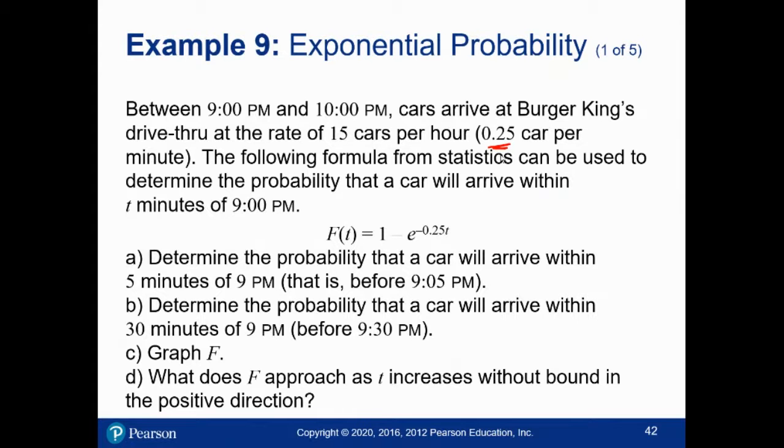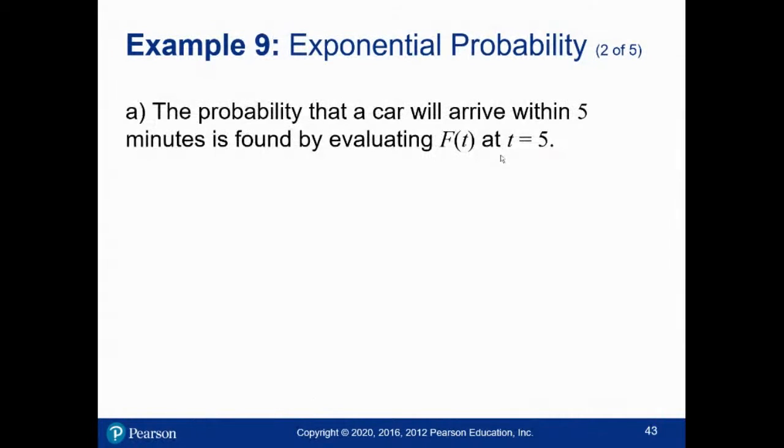Determine the probability a car will arrive within 5 minutes. Determine the probability a car will arrive within 30 minutes, graph the function, and what happens as t gets bigger and bigger. So try to do this. For part A, what is the time? 9:05 p.m. What does that mean in terms of the variable t? How many minutes from 9 is that? It's 5 minutes. All you have to do is plug in t equals 5.